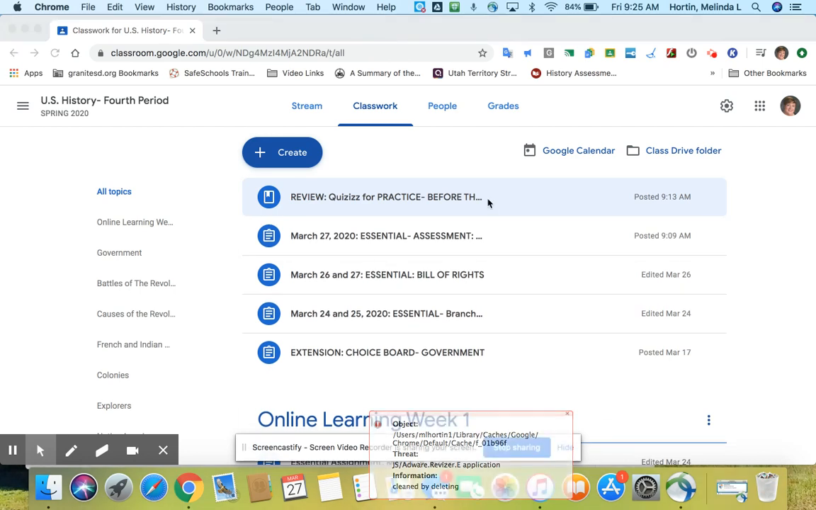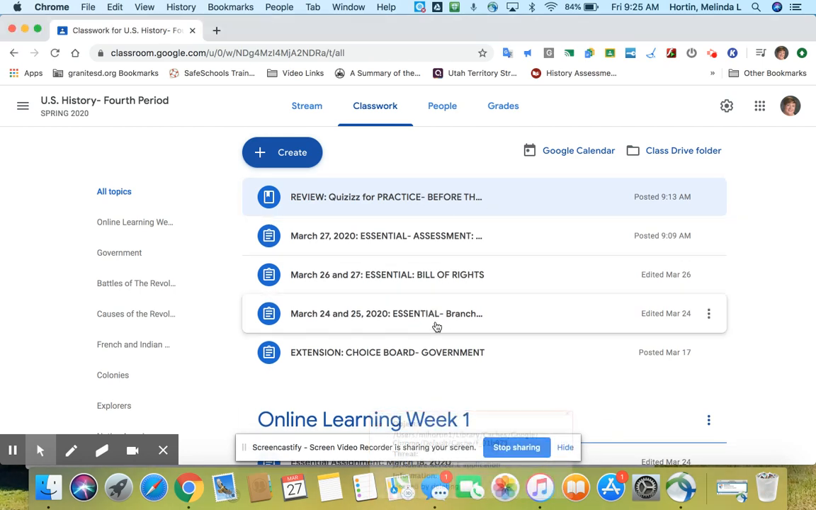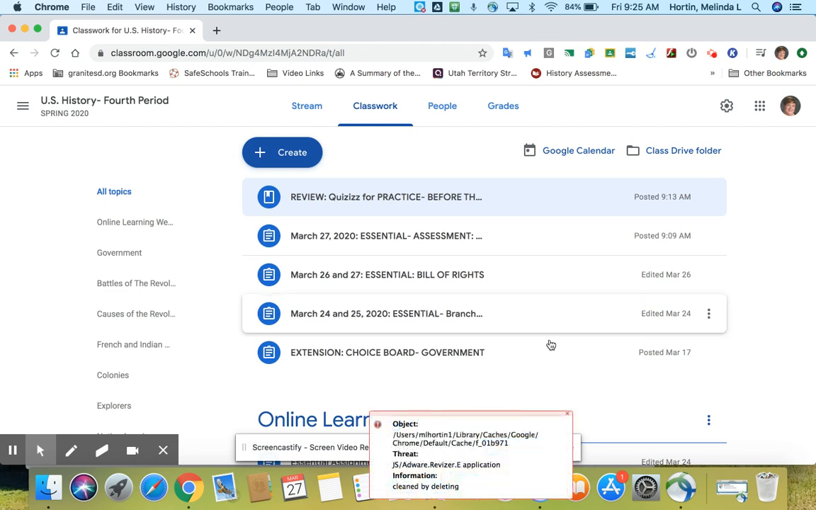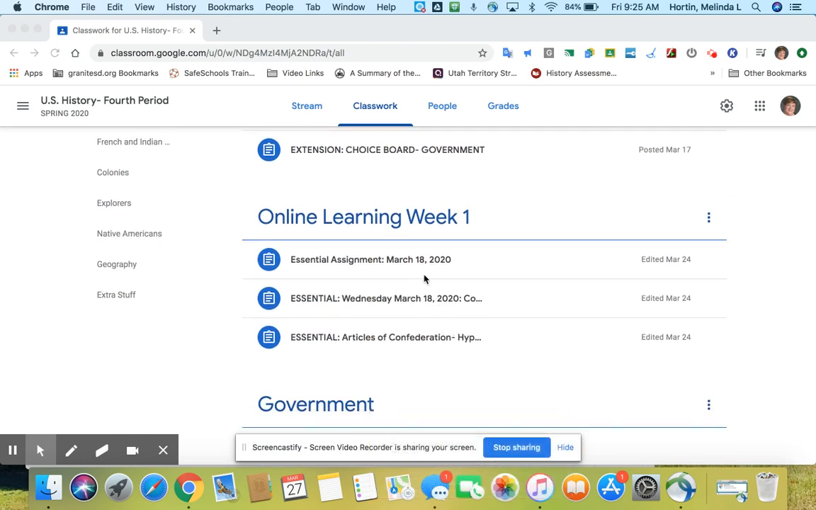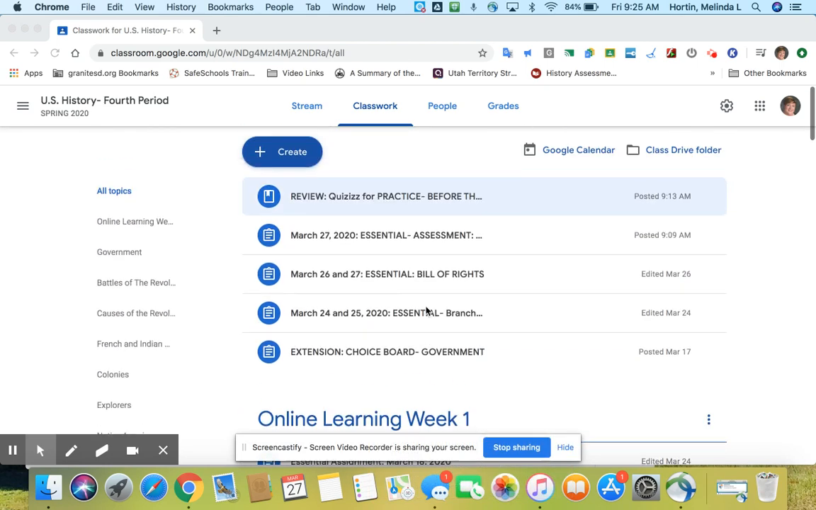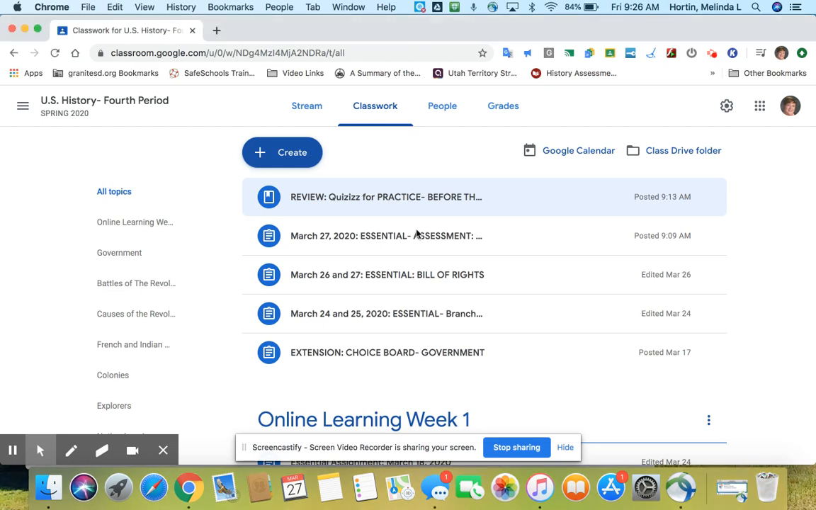If you're struggling with those questions, I would review these two essential assignments that we did this week. You can also review these two assignments from last week, and it's going to get you ready for the test. You'll have all weekend to do the assessment. I'm not going to look at them until Monday, so you've got until Monday to do the assessment.